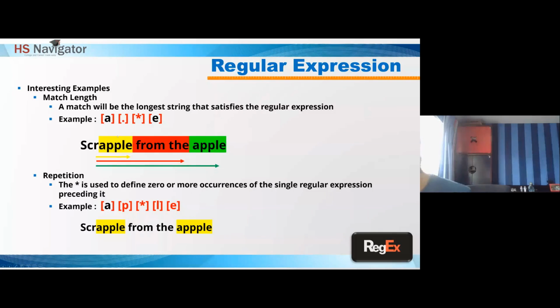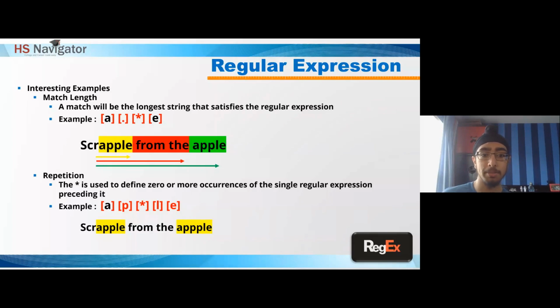So this will match the longest string that starts with an A and has anything after it until an E. It'll match apple, or apple from the, because this whole red arrow is also another string, starting with an A and ending with an E. Or it can match apple from the apple, because that also starts with an A and ends with an E. So it'll match any string that satisfies the regular expression, but it'll be the longest one, because that's how regex works. So instead of being apple or apple from the, it'll be apple from the apple. That's what it'll return.